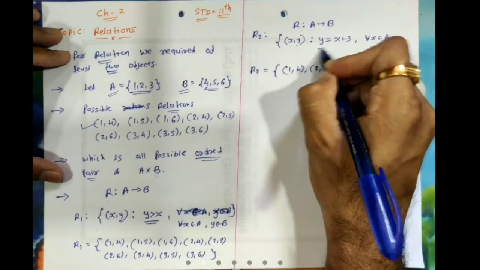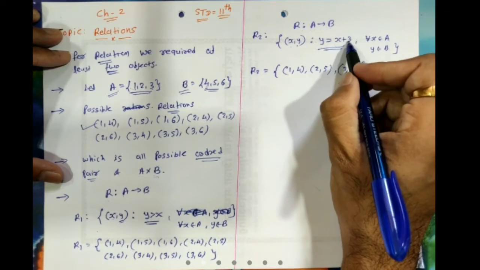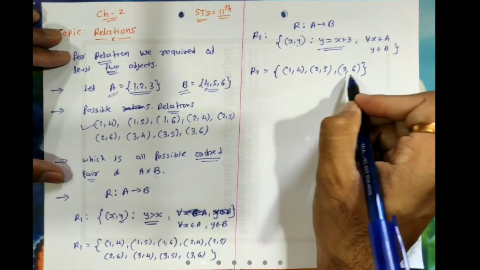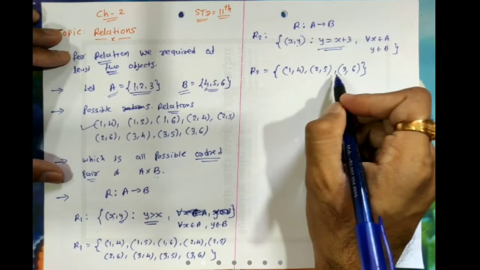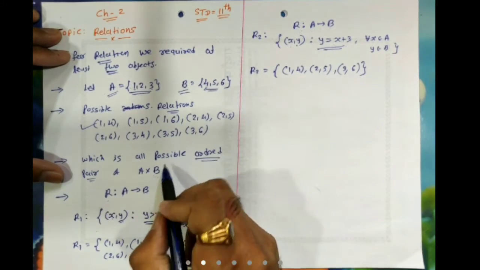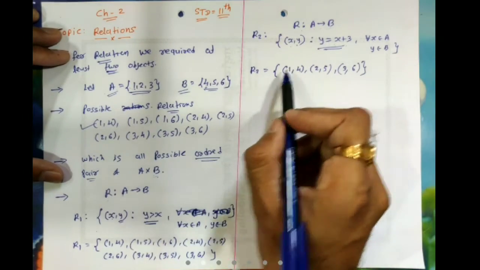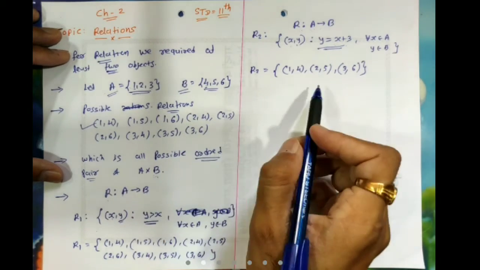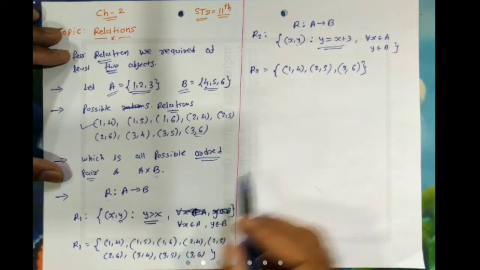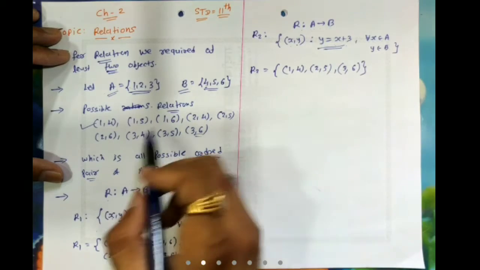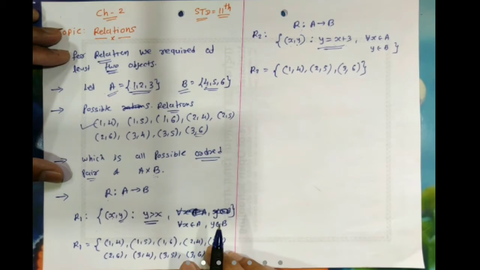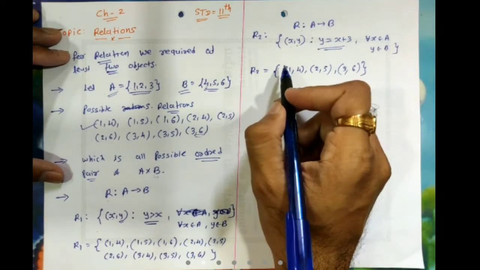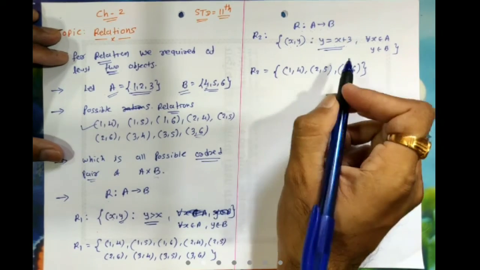So for this description of relation, that is y equal to x plus 3, we are getting only 3 ordered pairs: 1, 4; 2, 5; and 3, 6. And these ordered pairs are a subset of A cross B, है ना? These are in A cross B. देखो 1, 4 is there, 2, 5 is also there, and 3, 6 is also there. So this relation is a subset of A cross B. Clear?